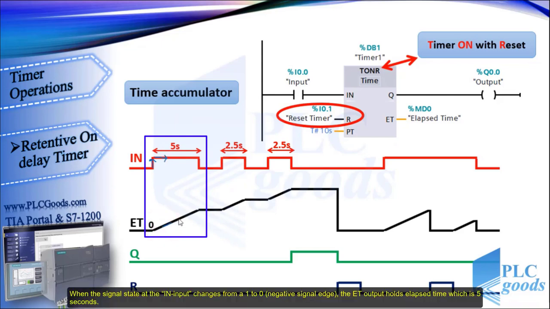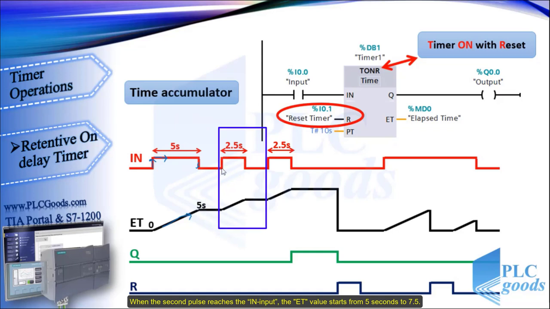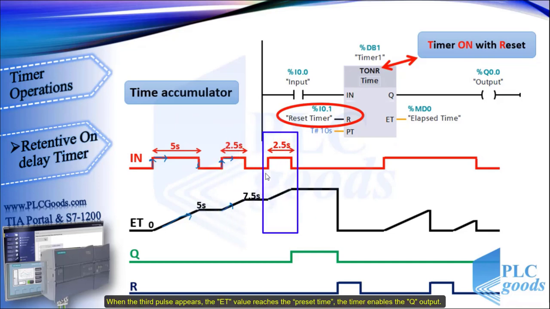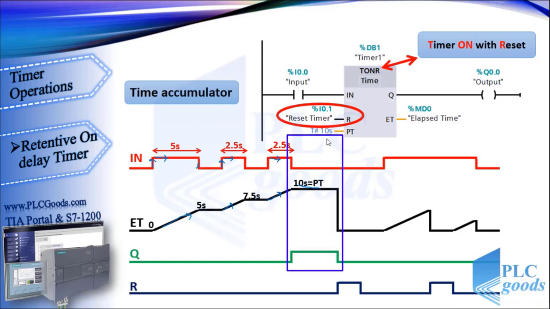When the signal state at the IN input changes from a 1 to 0, the ET output holds elapsed time, which is 5 seconds. When the second pulse reaches the IN input, the ET value starts from 5 seconds to 7.5. When the third pulse appears, the ET value reaches the preset time. The timer enables the queue output.